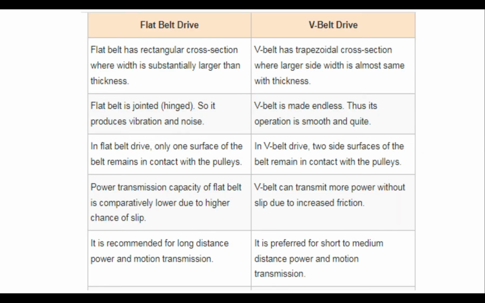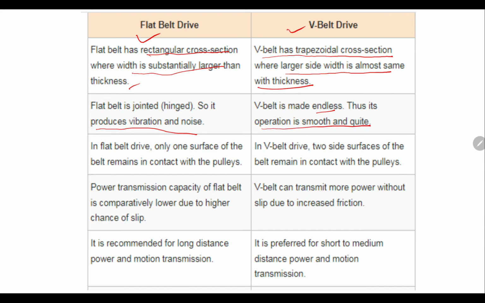So let us differentiate between flat belt drive and V belt drive. A flat belt has a rectangular cross section, while a V belt has a trapezoidal or V cross section. In a flat belt the width is substantially larger than the thickness, but in a V belt the larger side width is almost the same as the thickness. A flat belt is jointed, so it produces vibrations and noise, while a V belt is endless. Its operation is smooth and quiet.